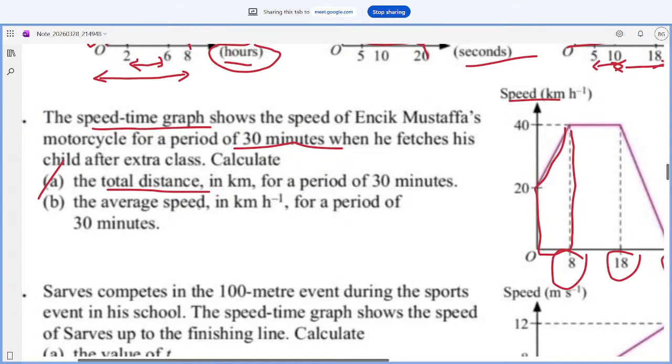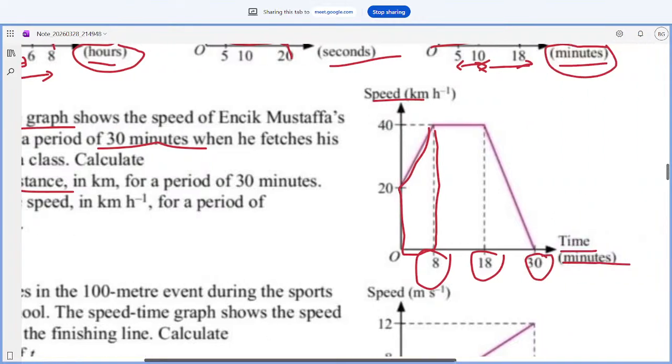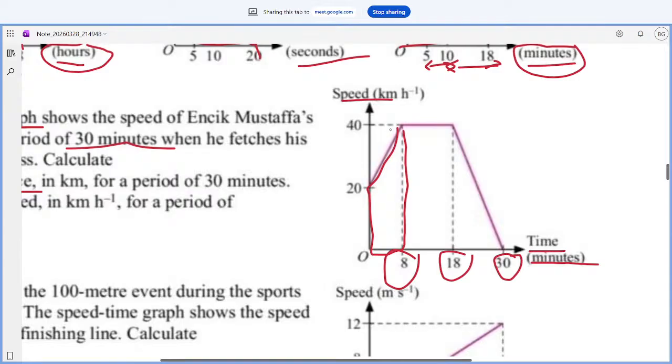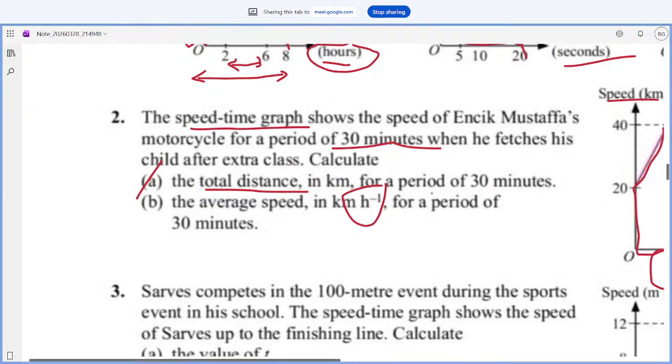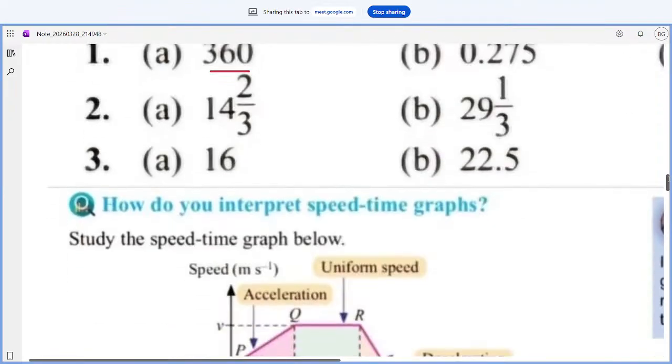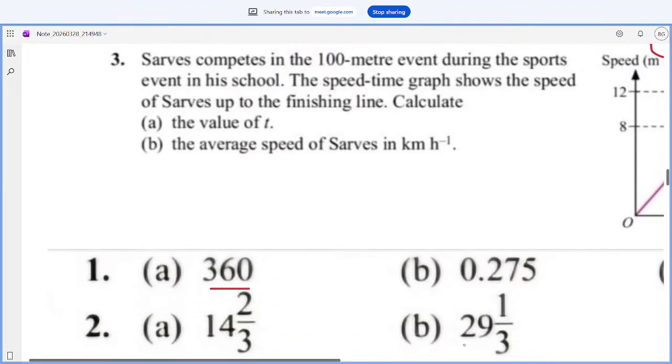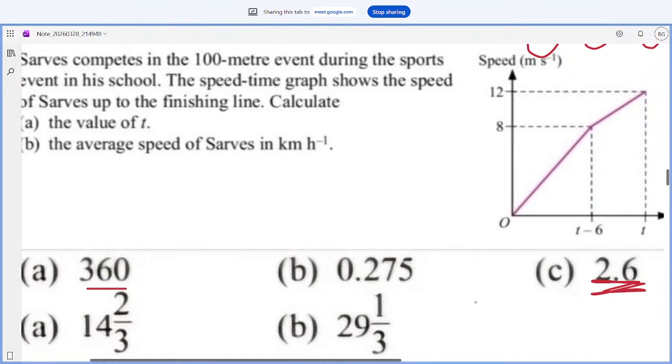Average speed, kilometer per hour. Same concept. So you know the total distance tadi, right? Total distance bahagi 30 bahagi 60, because they want kilometer per hour. Basically, take the answer in A, which is 14.2 over 3, divide by 30 over 60. Are you sure? Is it 80?